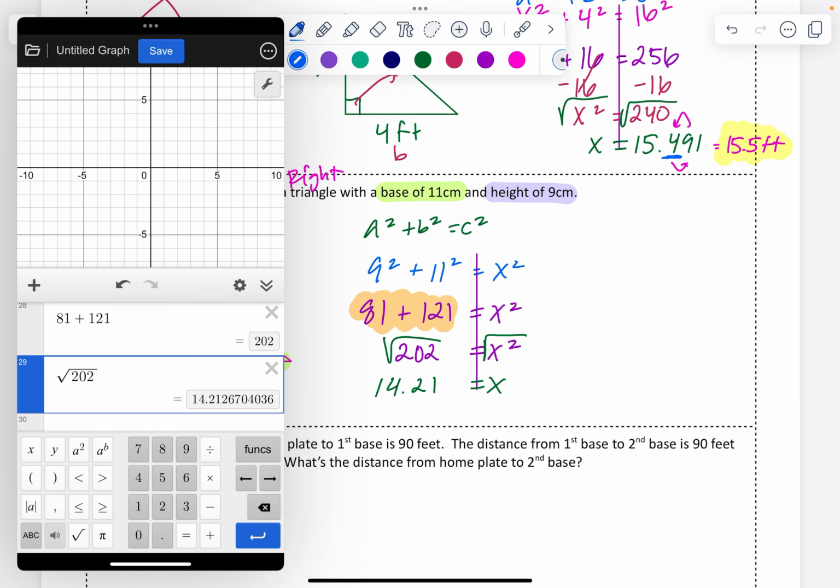Same thing, I'm rounding to the nearest tenth, so I'm looking at 2. I'm going to look over to the next number. 1 is less than 5, so I don't even pay attention to it. X is equal to 14.2 centimeters. And this is your answer.